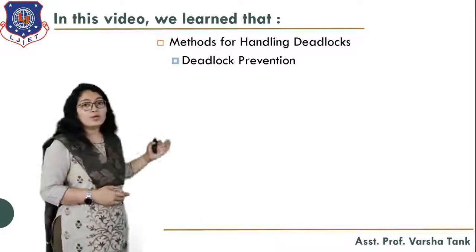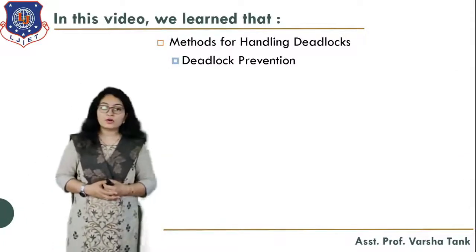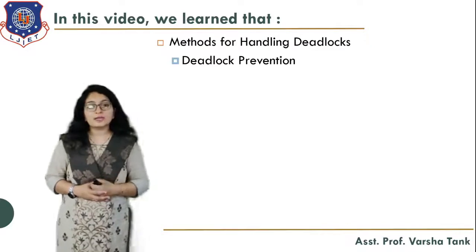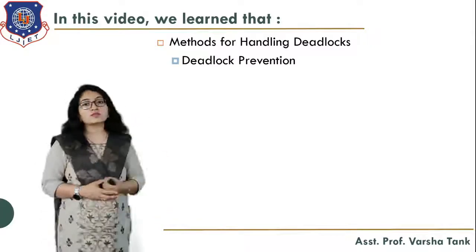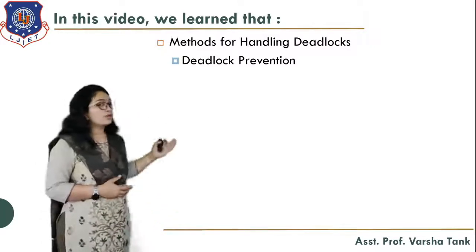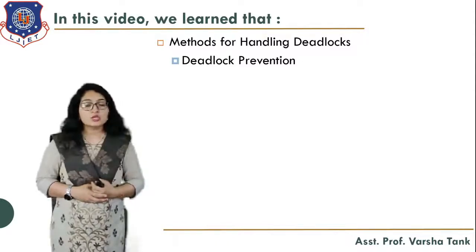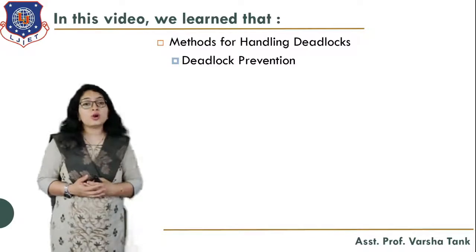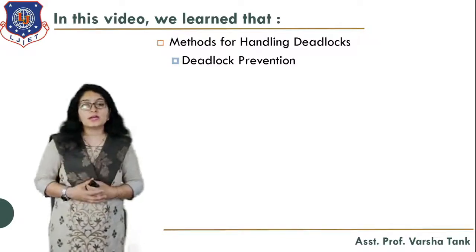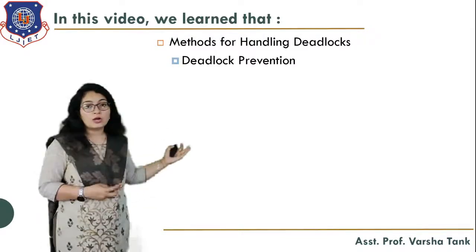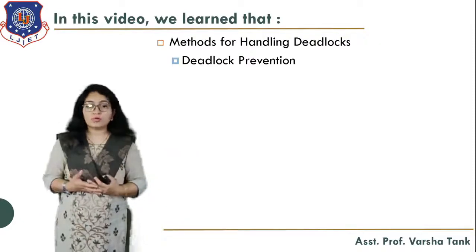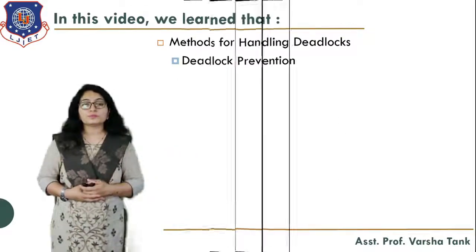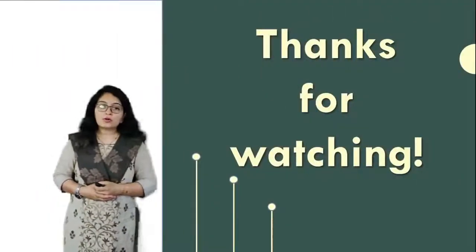Okay, so in this video we have learned the methods for handling the deadlock. There are 4 methods for handling the deadlock, from which we have seen deadlock prevention. When we are considering deadlock prevention, we have to violate one of the 4 necessary conditions of the deadlock, and that is how we can prevent the deadlock. So this is all about this lecture.